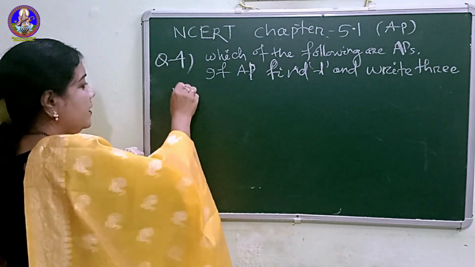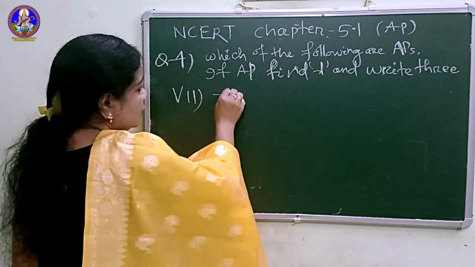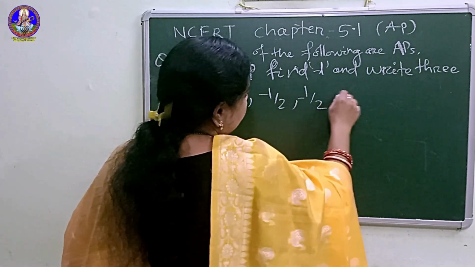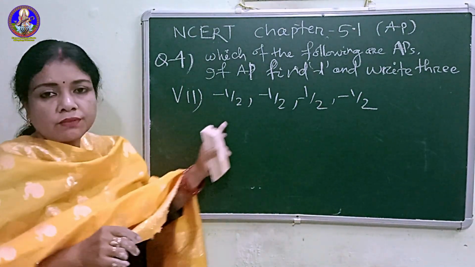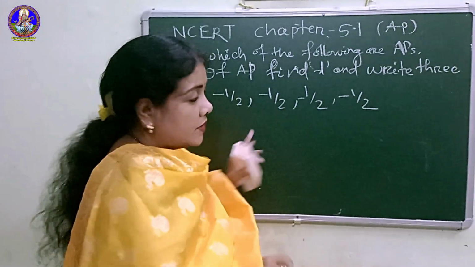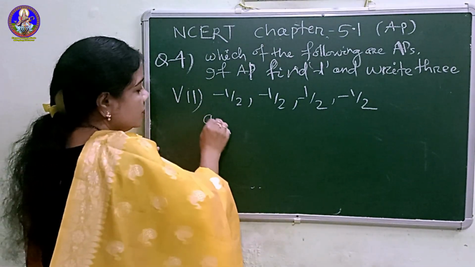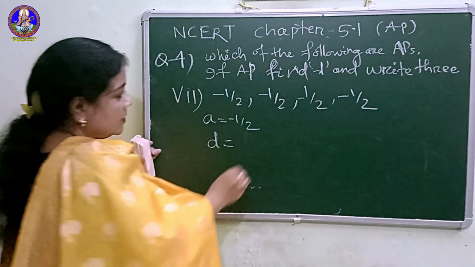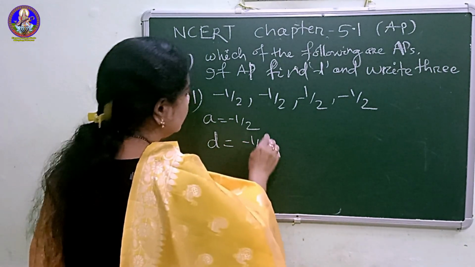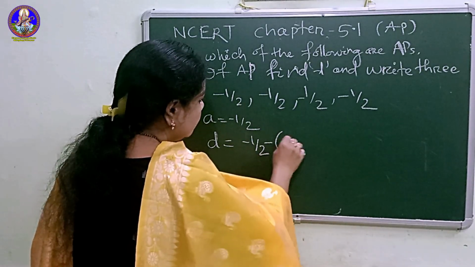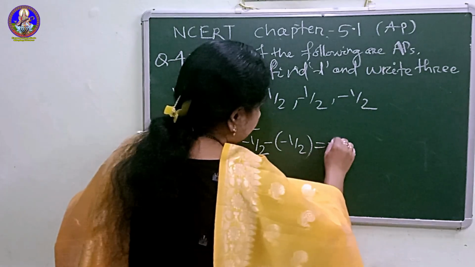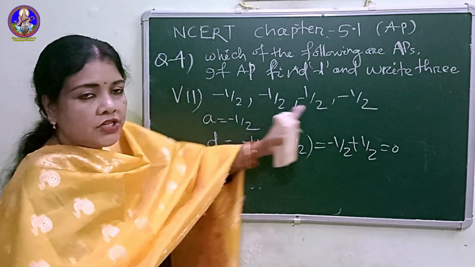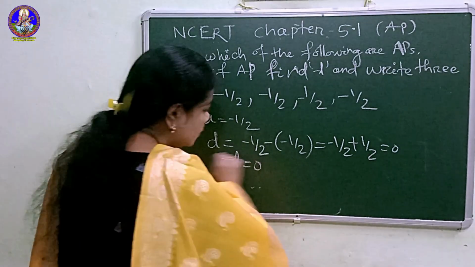The question given is minus 1 by 2, minus 1 by 2, minus 1 by 2, minus 1 by 2. Let's see. Here the first term is minus 1 by 2, but how much is the difference? That is minus 1 by 2 minus of minus 1 by 2, that is minus 1 by 2 plus 1 by 2, that is 0. So in each case, the difference d is equal to 0.